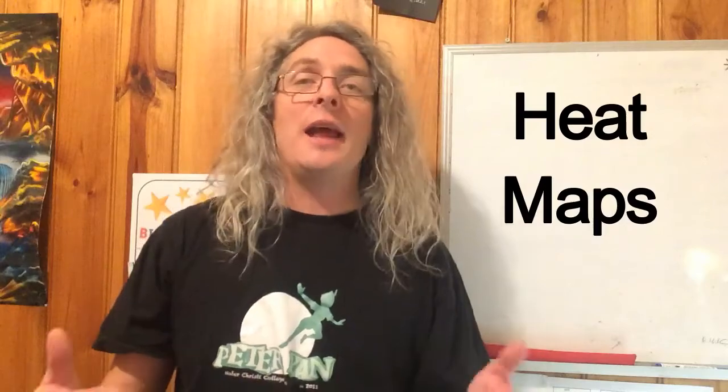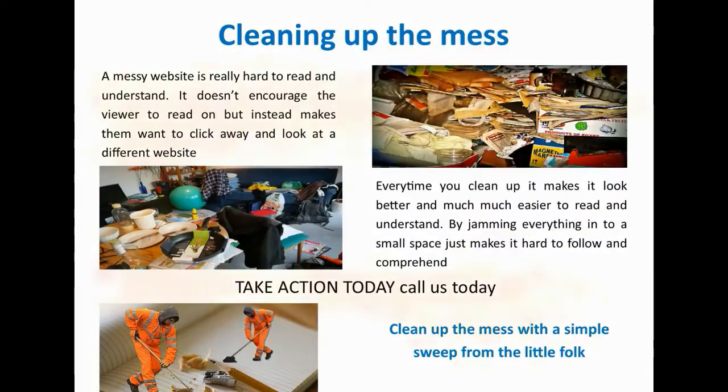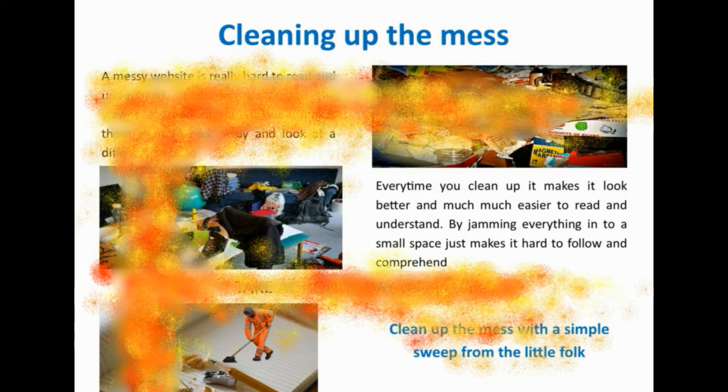Now, one of the ways you can find out about this is by using what we call heat maps, okay? Now, what a heat map does is it tracks the viewer's eyes through your website, and over a period of time, it sort of burns this image in on a screen so that you can see where people are looking.